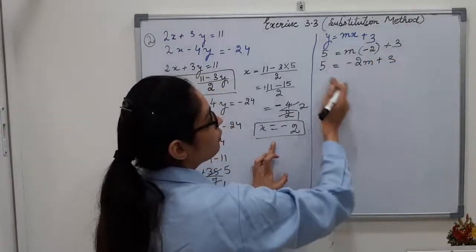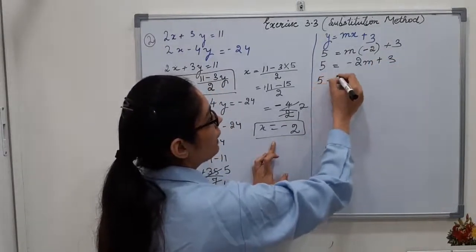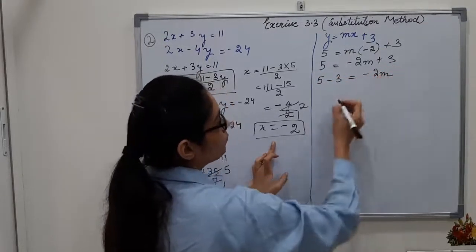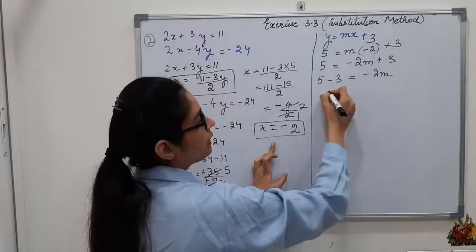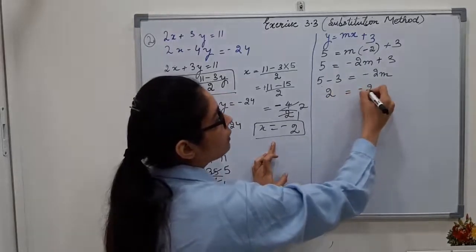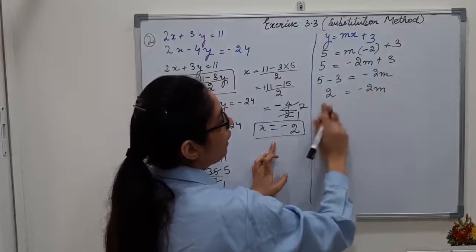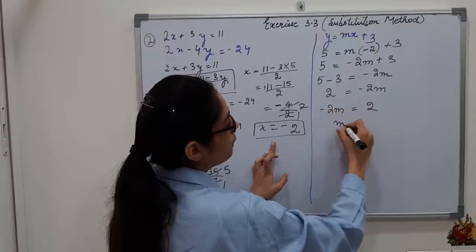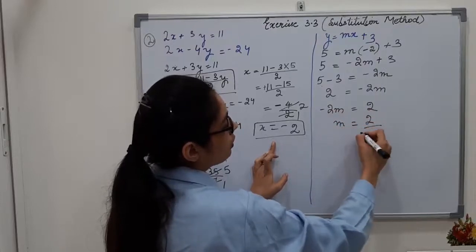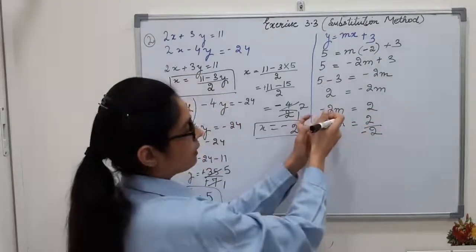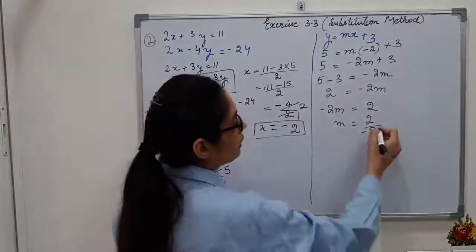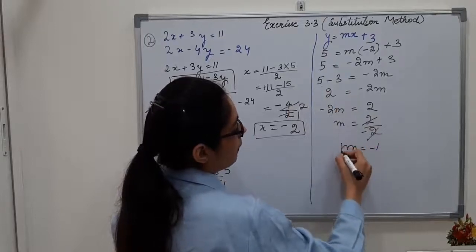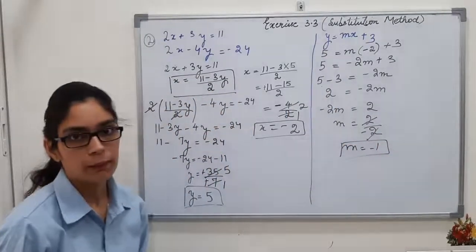So 3 I will shift to this side, 5 minus 3, because this side it is plus 3 minus 2m. 5 minus 3 is 2 and minus 2m. This 2 I can also write, minus 2m is equals to 2. So m is equals to 2 divided by minus 2, because minus 2 when it comes to the other side it will get divided. 2 into 1 is 2, with the minus sign. So I got m is equals to minus 1.